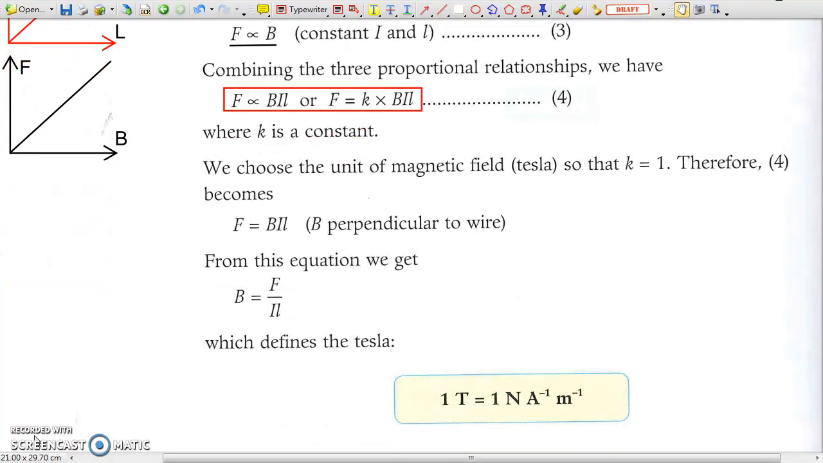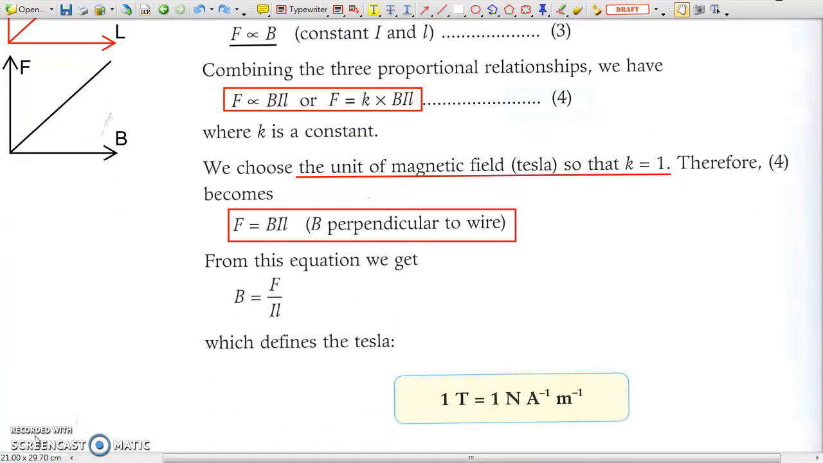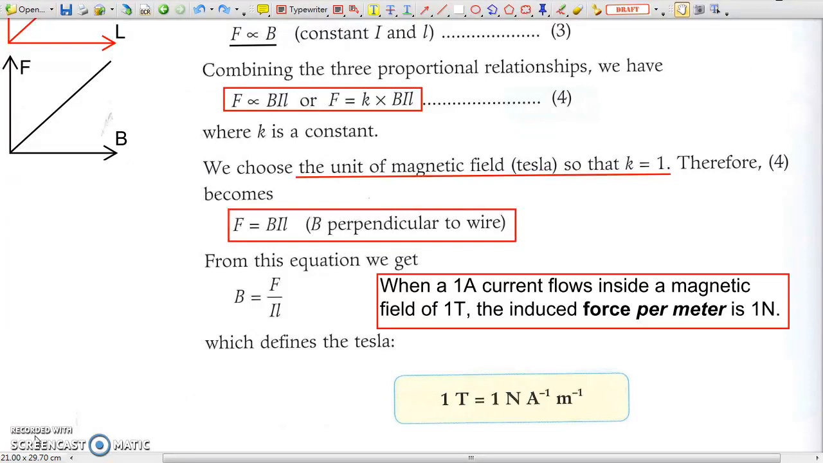However, the unit of magnetic field is chosen such that 1 Newton equals 1 A times 1 T times 1 meter. In other words, 1 T equals 1 Newton per ampere per meter. Therefore, when a current of 1 A flows inside a magnetic field of 1 Tesla, the induced force per meter is 1 Newton.